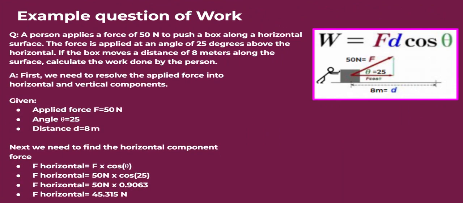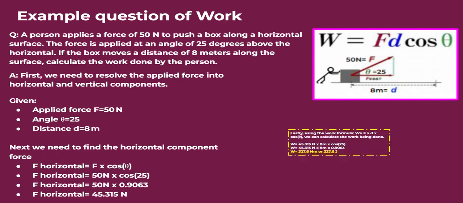So here you see we have the person pushing the box at an angle of 25 degrees with a force of 50 newtons and the distance 8 meters. First, we need to find our horizontal force. With that, we will use the formula F times cosine theta. When you use that formula, your total answer should come out to be 45.315 newtons.